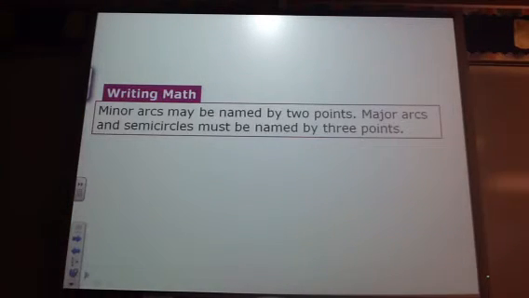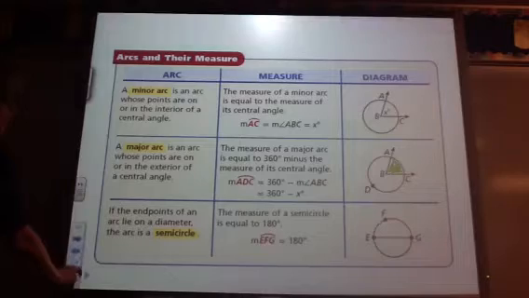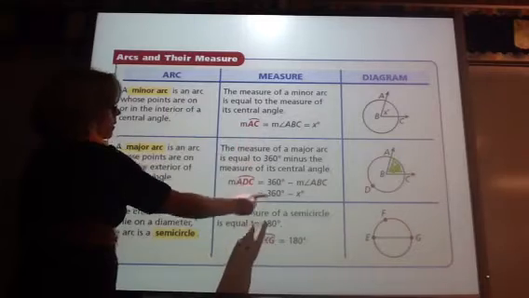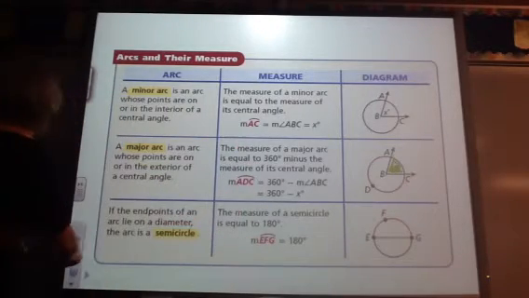All right, minor arcs may be named by 2 points. Major arcs and semicircles must be named by 3 points. And you kind of saw that right here. Minor arc, major, and semicircle.